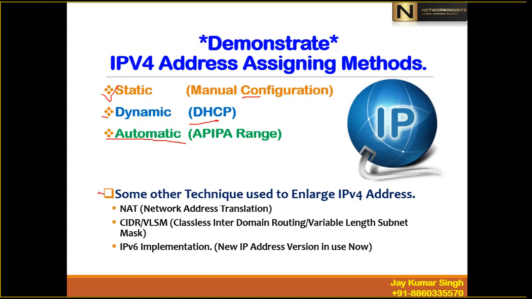Very good. Okay. And here we have some other techniques to enlarge the IPv4 address space. Why are we talking about enlarging? Because in total we have 4.2 billion IP addresses, and the population of our world is more than 7.6 billion. So how is the ISP managing to provide an IP address to each and every person on this planet? There are some techniques: NAT, CIDR, VLSM. After that they implemented IPv6, and many companies are using IPv6 also.